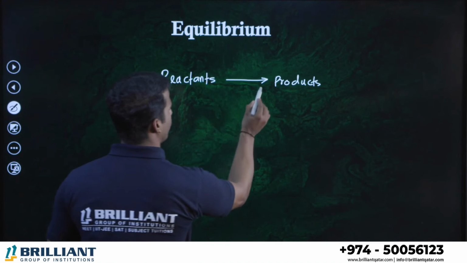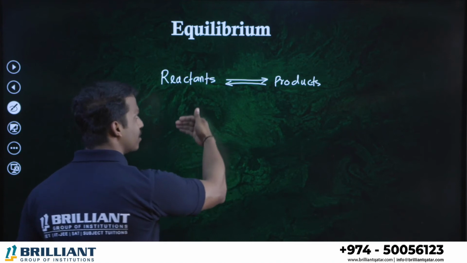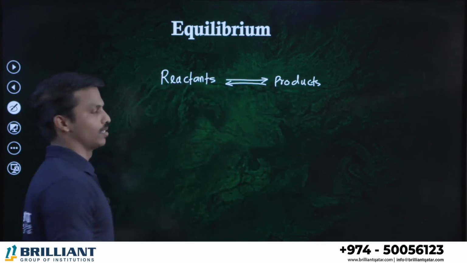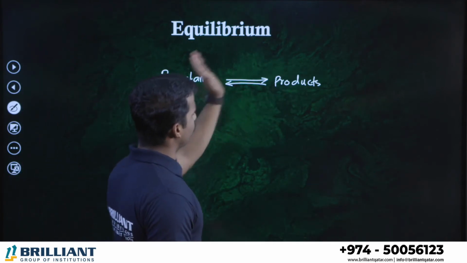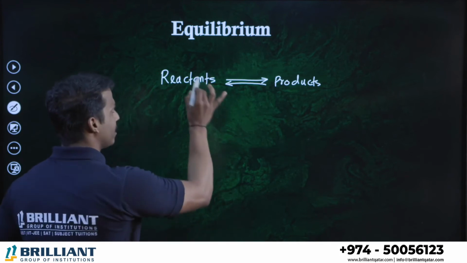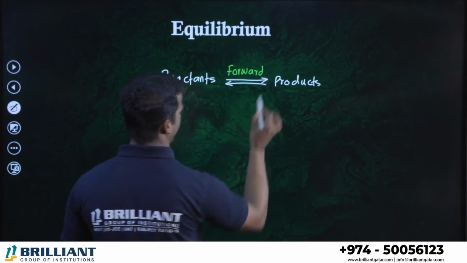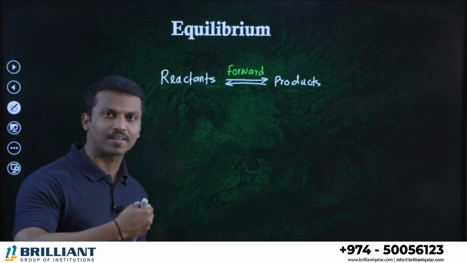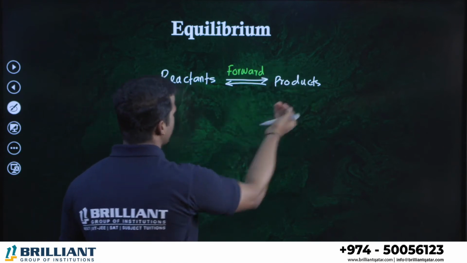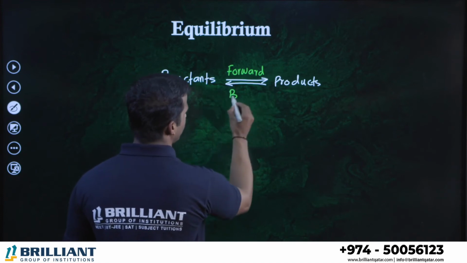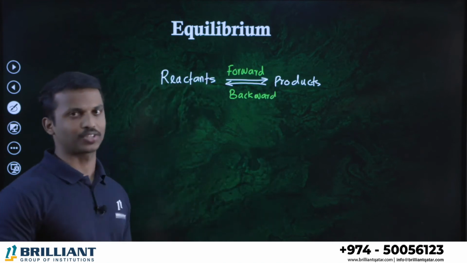In equilibrium, I'm discussing a reversible reaction, which means you can convert reactants into products and products back to reactants. What is the name of reactants to product and product to reactant? Reactants converted to products is called the forward reaction, where reactants combine together and we get a product. Products to reactants is called the backward reaction. Forward and backward reaction. Clear, all of you?